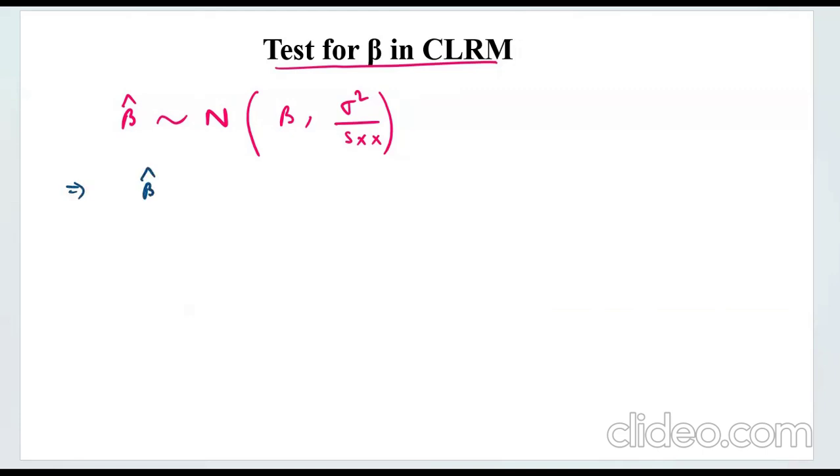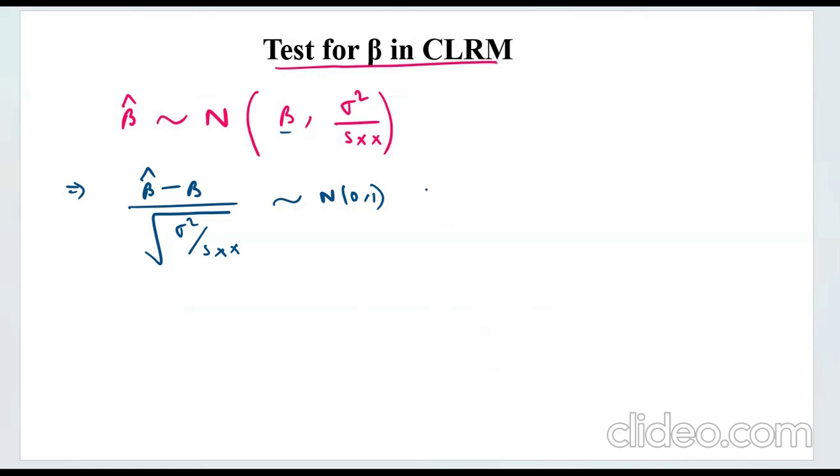Let's see, (beta cap minus beta) upon root over sigma square upon Sxx. So this is what? This will follow a standard normal variable. I have covered this in detail in the previous video, how to standardize and how to convert this into a standard normal variable. What you have to do is simply from beta cap subtract this mean value and divide it by the standard error. So you will get a normal distribution.